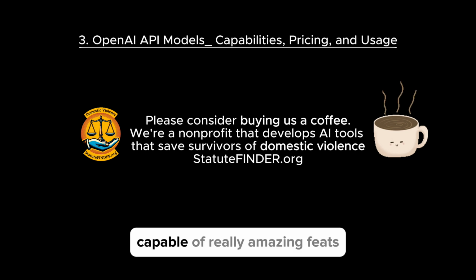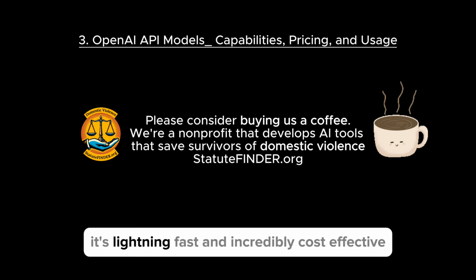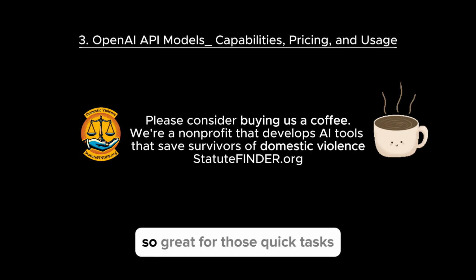GPT-4o is the powerhouse, capable of really amazing feats. GPT-4o Mini, while not as powerful, is lightning fast and incredibly cost-effective. So great for those quick tasks or if you're watching your budget.